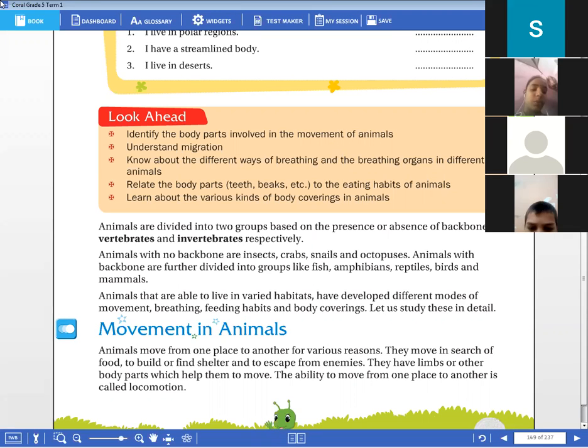Animals are able to live in very varied habitats and have developed different modes of movement, breathing, feeding habits, and body coverings. Let us study this in detail. In this lesson, children, we're going to study in detail the movements, breathing, feeding habits, and body coverings of different kinds of animals.